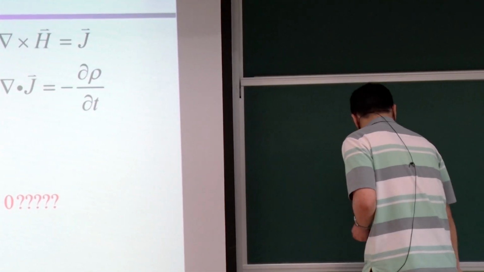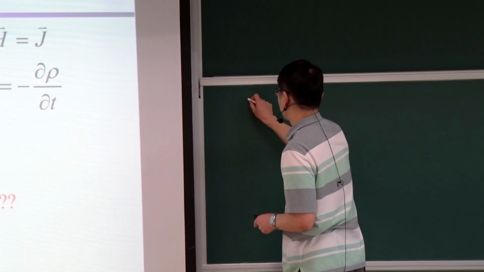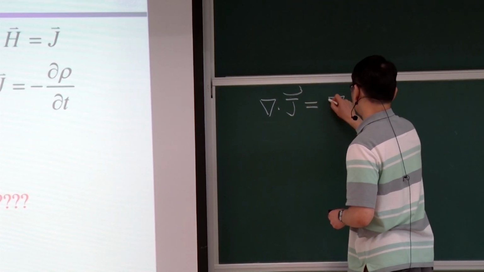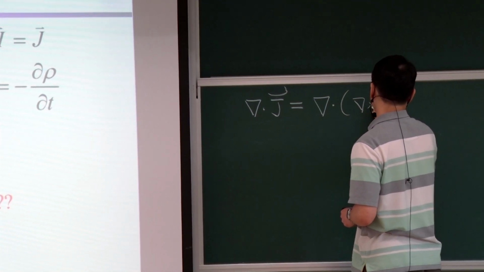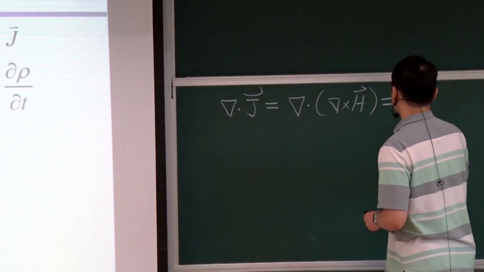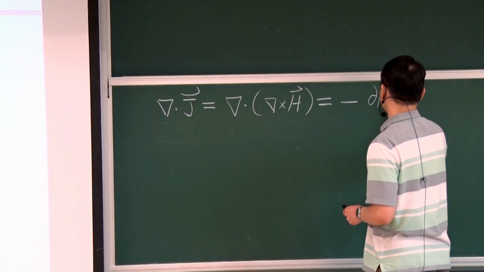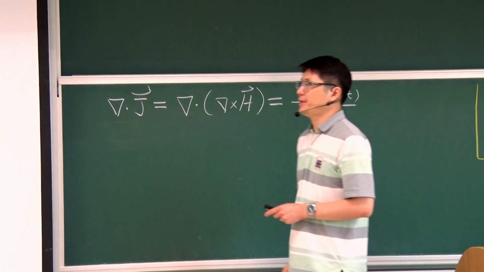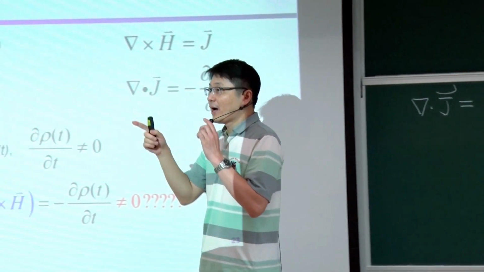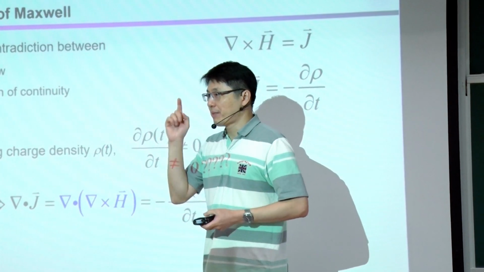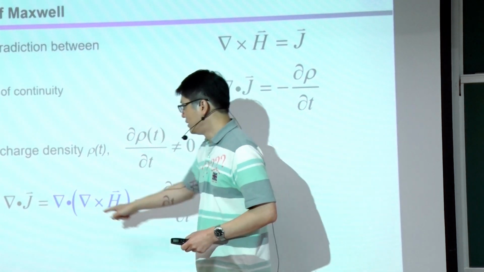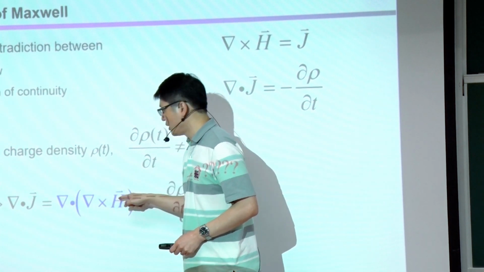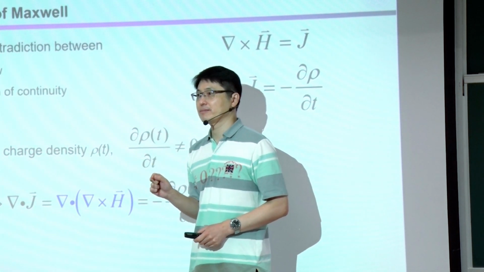Okay, so let me write down this contradiction. Divergence of J is equal to divergence of curl of H, and it's equal to the negative time variation of rho of t. Now, this is a decisive point. Maxwell was very determined this cannot be changed. So the divergence of a curl of a vector field has to be 0.